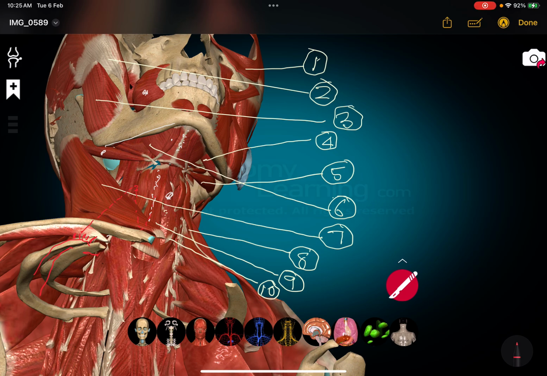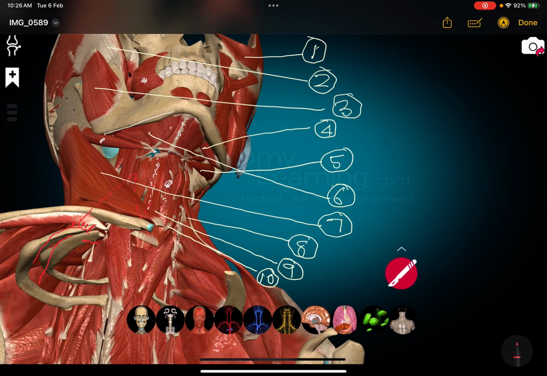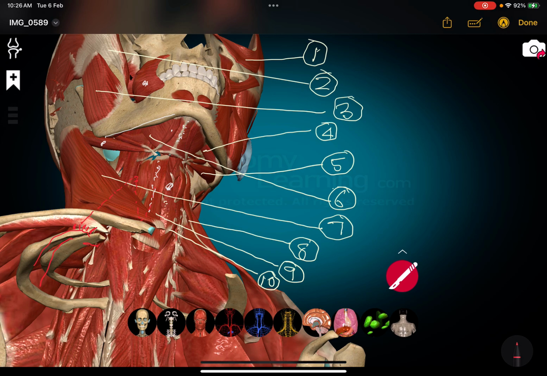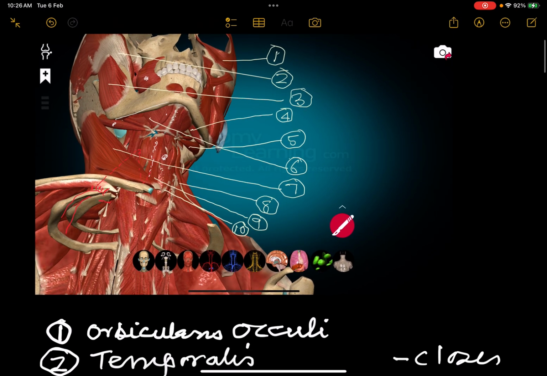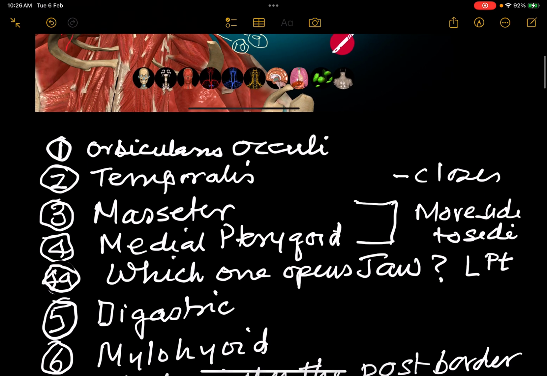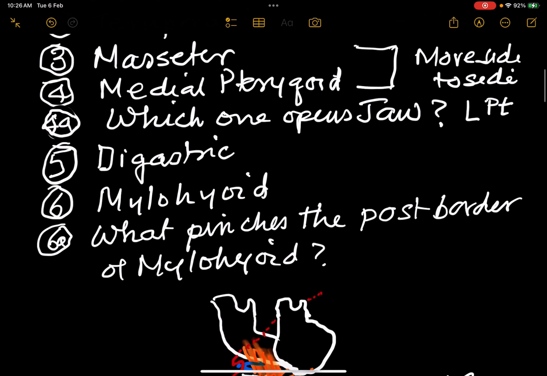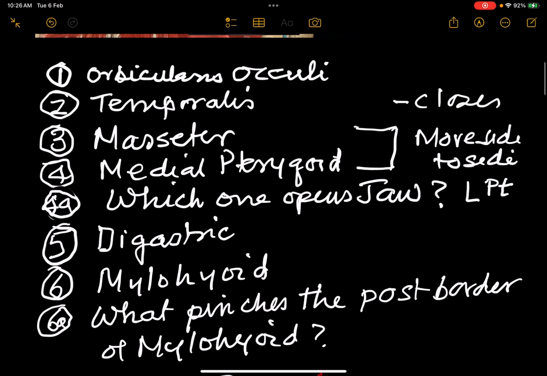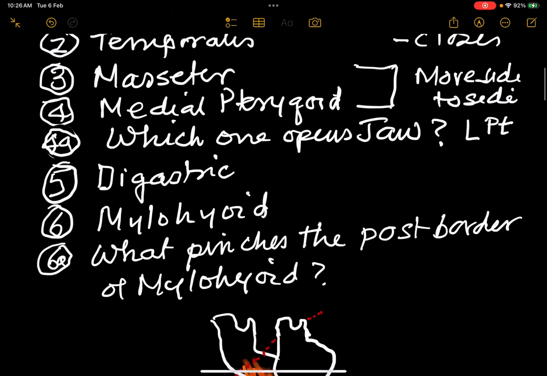So after this, the 8th is the omohyoid, the 9th is the sternohyoid, and the 10th is the sternothyroid. So I hope you have been able to understand this. And I have also placed the key on this, which you can take a photograph of and then compare your answers.